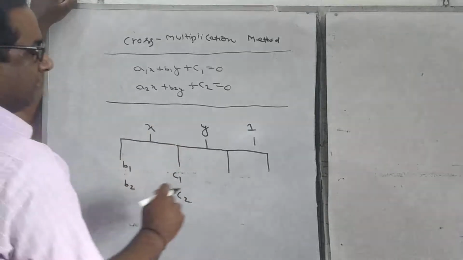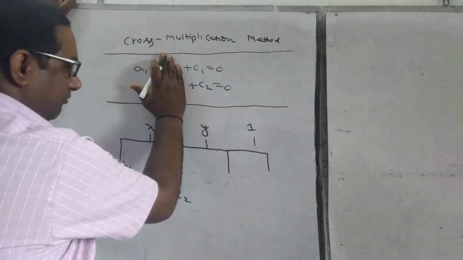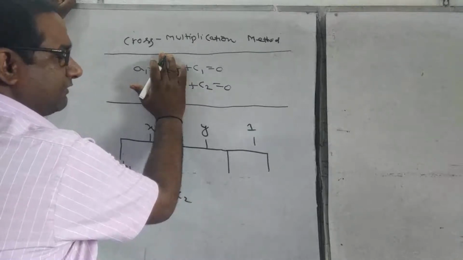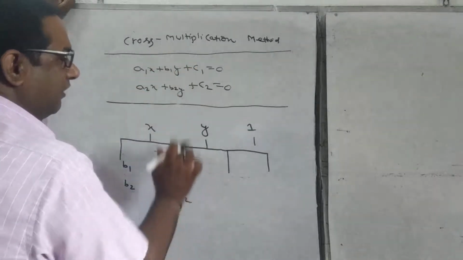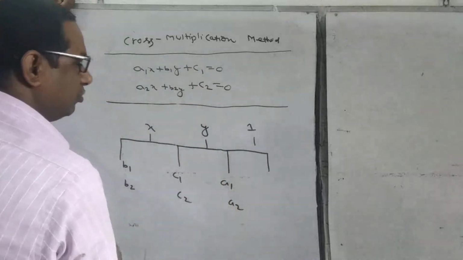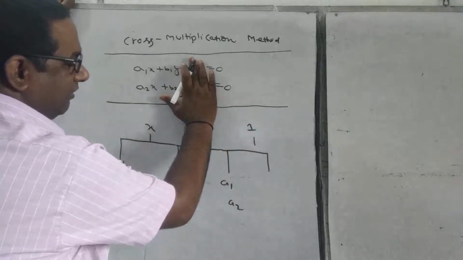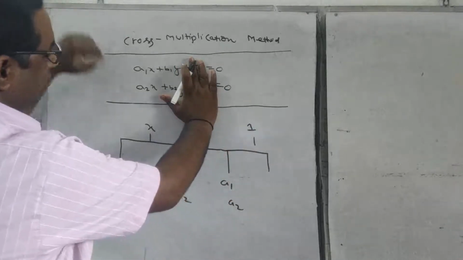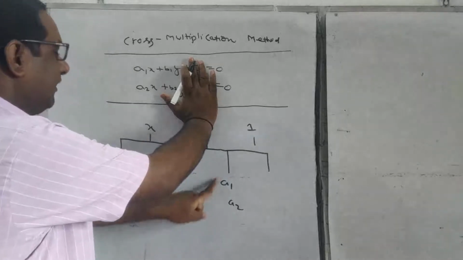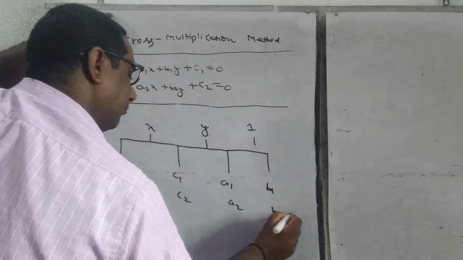Now y. Forget about the coefficient of y. c1, c2 is already written here. After that we can move to a1, a2. Now 1 means ignore the constant. If you ignore the constant, a1, a2 is already written here. So now we can write b1, b2.